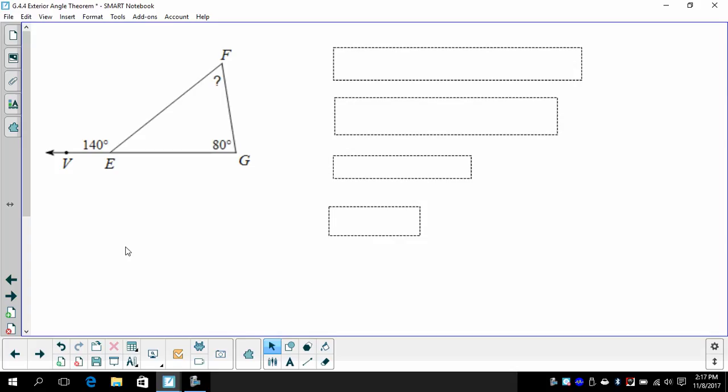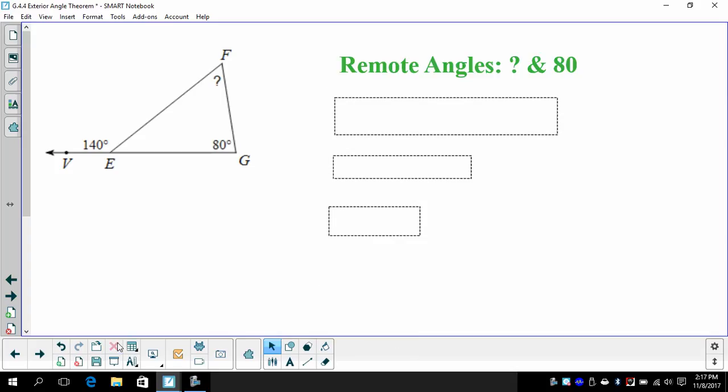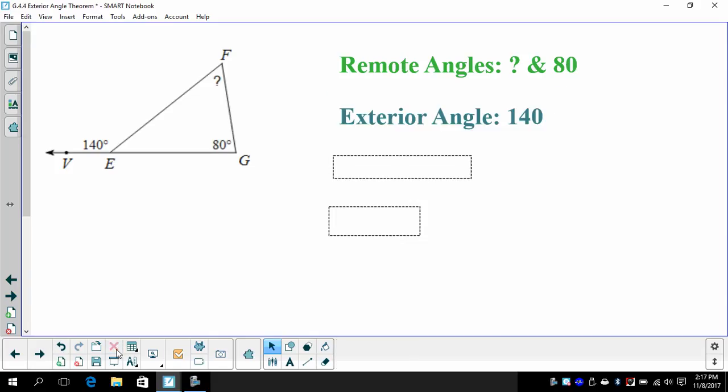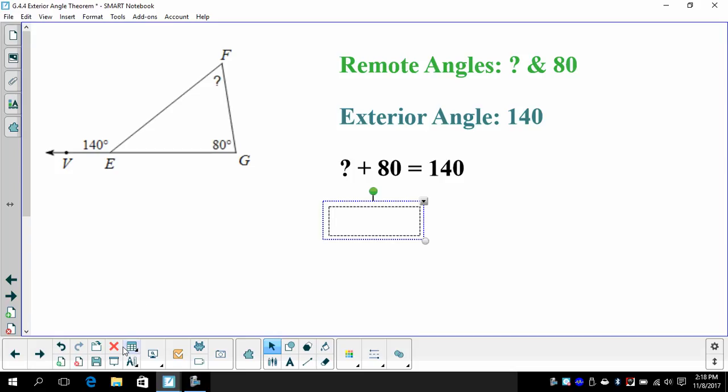So I want you to pause here, pause right now. I want you to identify the remote interior angles, identify the exterior angle, and then find the value of question mark. So question mark and 80, those are my two remote angles. My exterior angle is 140 degrees. And so my equation is question mark plus 80 equals 140. I can subtract 80 from both sides and find out that this missing angle is 60 degrees.